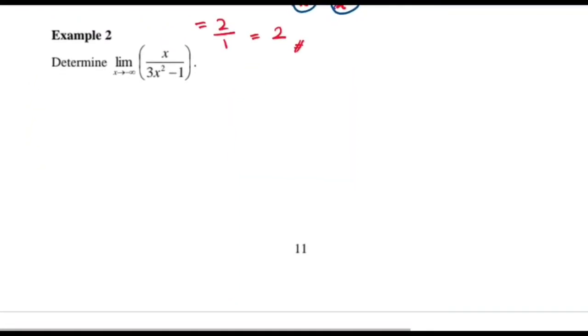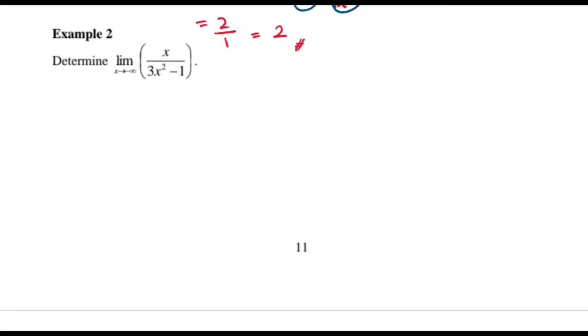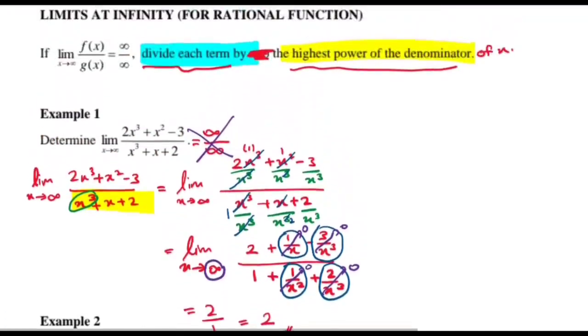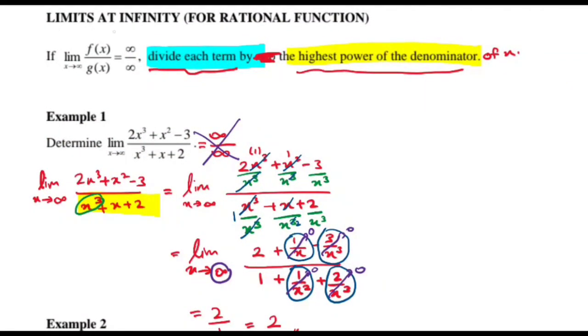Now, example 2. Remember the first step of any limit, no matter what the x value is. Your first step is to try to substitute the value of x into the function. This is negative infinity. When you substitute negative infinity into x, you get negative infinity. And then below is also infinity. So whenever you get the form of negative infinity over infinity, or infinity over infinity, as long as it's just infinity over infinity, this means that you have to remember this step, which is to divide each term by the highest power of the denominator of x.